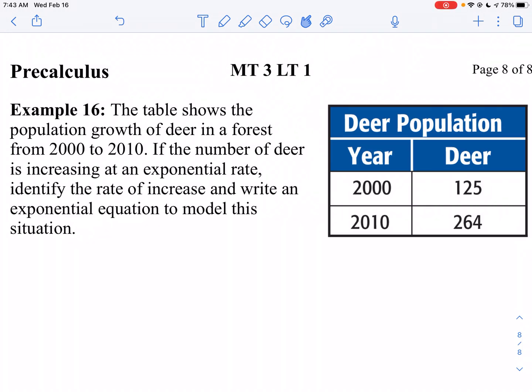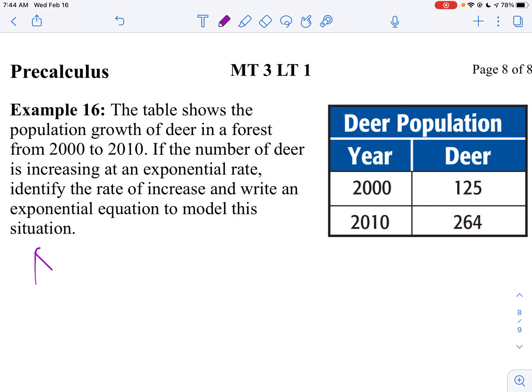In our last example, we're going to actually write the equation given our data. The table shows the population growth of deer in a forest from 2000 to 2010. The number of deer is increasing at an exponential rate. Identify the rate of increase and write an exponential equation to model this.